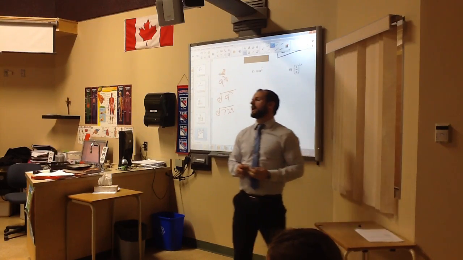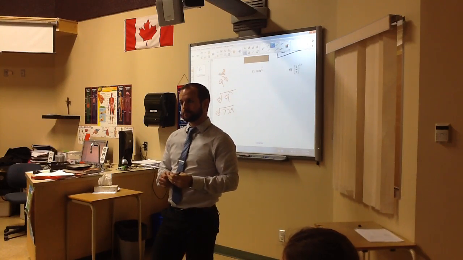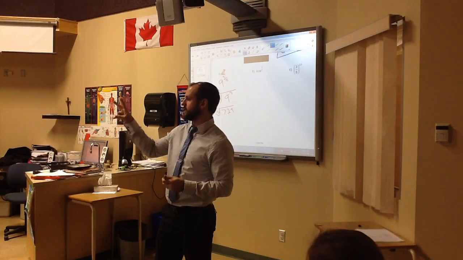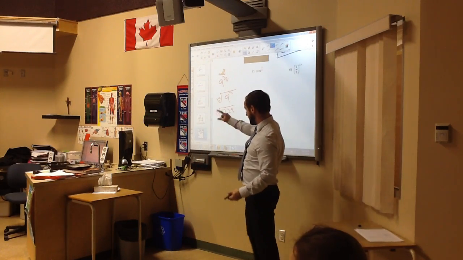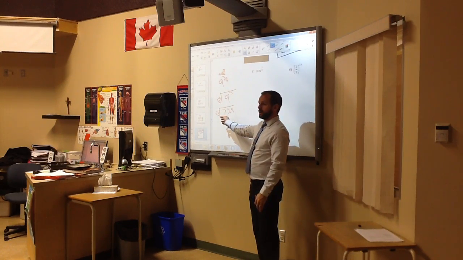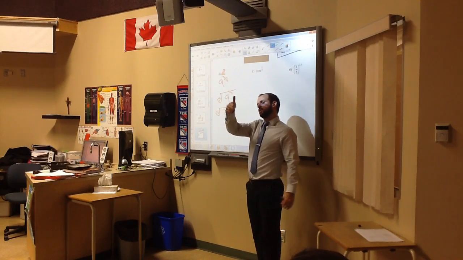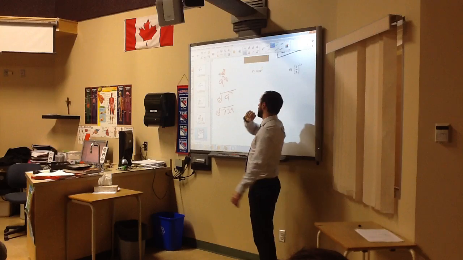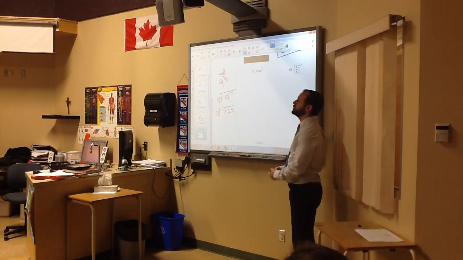The only index you do not need to write a number in is which one? 2. You do not have to write a 2. It is implied that it is the square root. Every other number, put it in the index. Do I write this as a decimal? No. Can I leave it as this and it's good for a final answer? Absolutely. I will give you full marks for that.